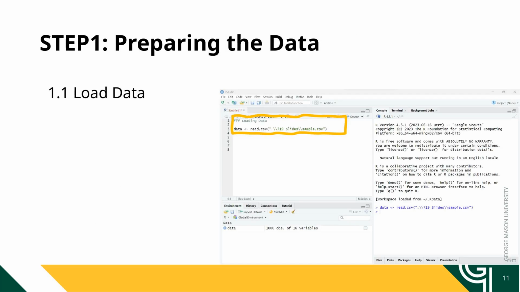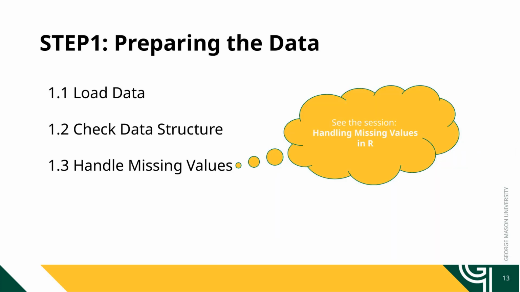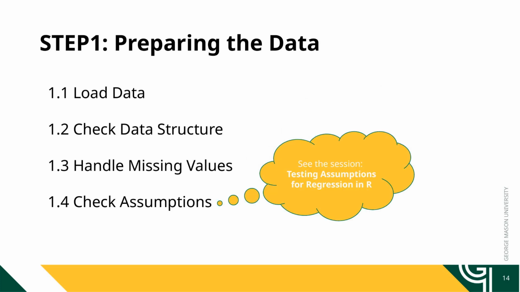First step, preparing the data. Read the file into R and store it in the data variable. Inspecting the data: check for and address missing values, see handling missing values in R. Check assumptions to ensure that regression is appropriate for your data. More details in testing assumptions for regression in R.